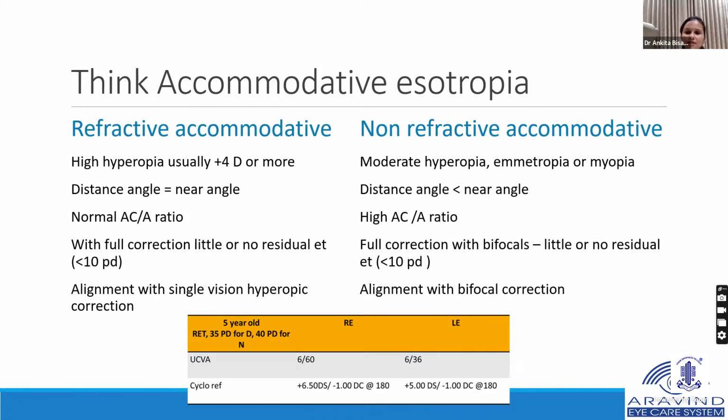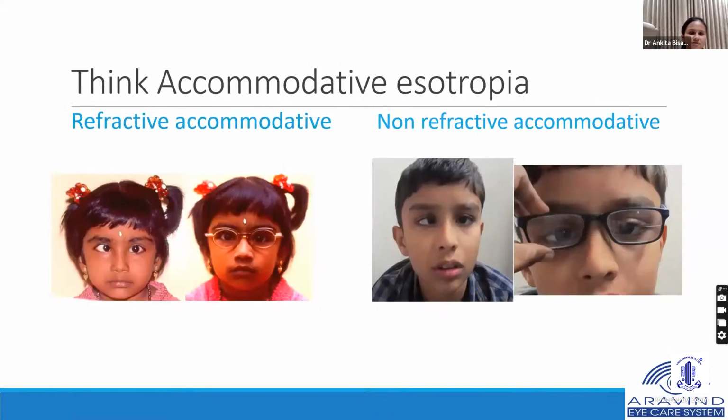The characteristics of non-refractive accommodative: moderate hyperopia, emmetropia, or myopia can also be encountered in these cases. Distant angle is usually less than near angle. There is a high AC/A ratio, and full correction is obtained only with bifocals. So here is a case of a refractive accommodative, where we just corrected with hyperopic lenses and the esotropia was completely corrected, and a non-refractive accommodative where bifocals had corrected the esotropia.